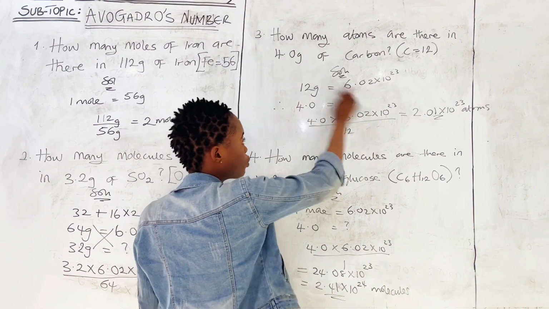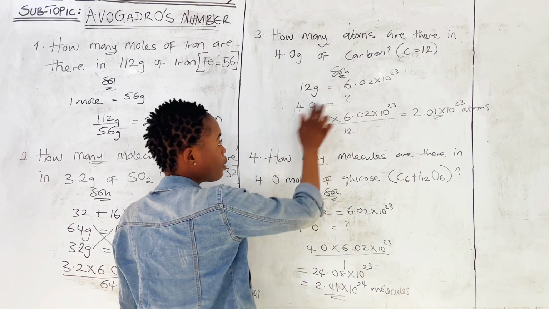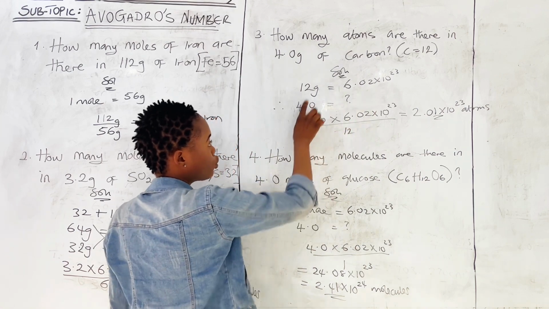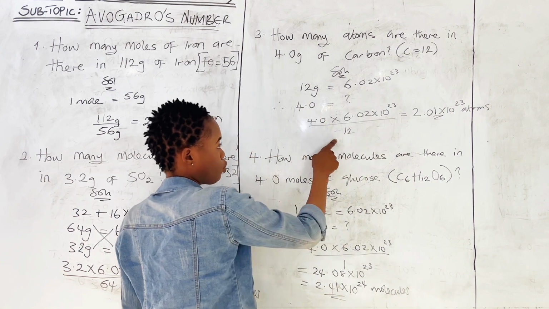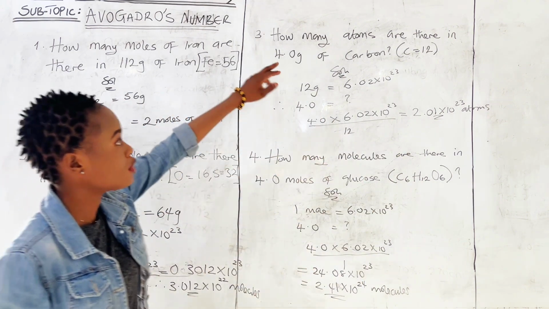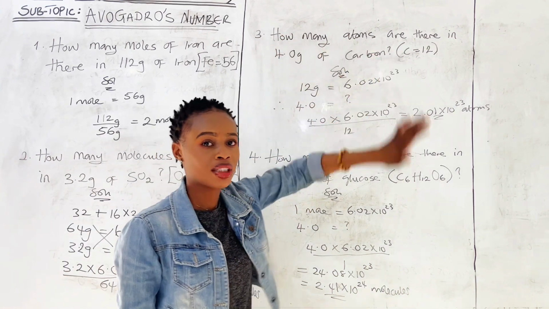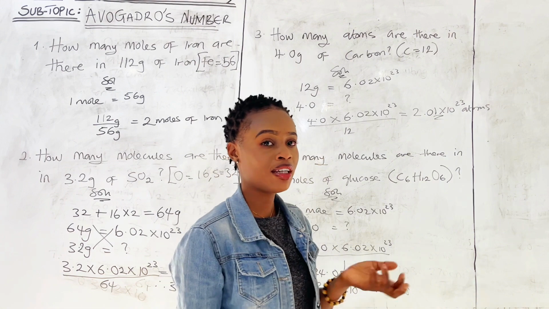So you simply cross multiply. If 12 grams is Avogadro's number, 4.0 grams is what? Then you cross multiply. So 4.0 times what? Avogadro's number divided by 12. And then you have your answer. And your answer will be in atoms because the question says how many atoms. In calculating or solving problems with Avogadro's law, your units are very important.